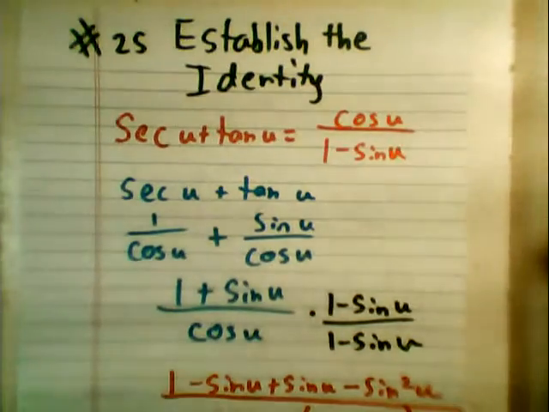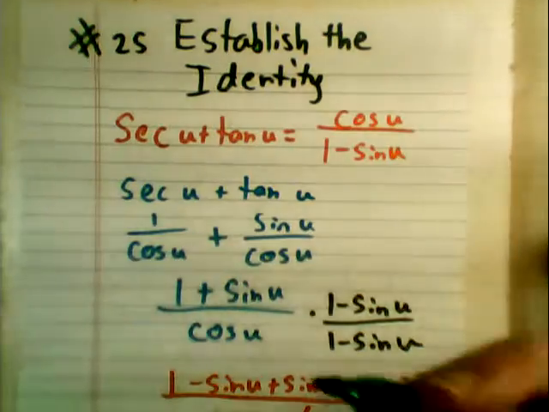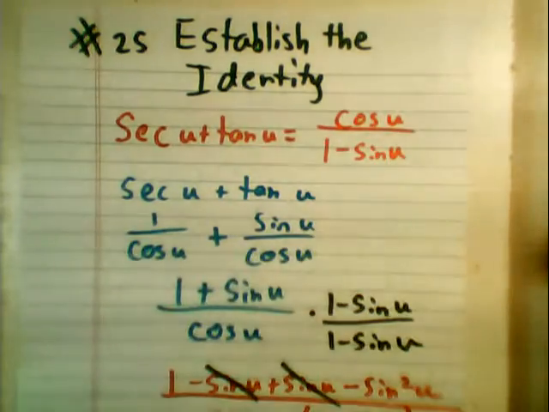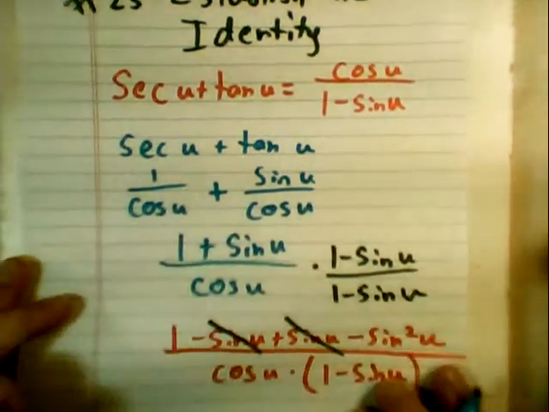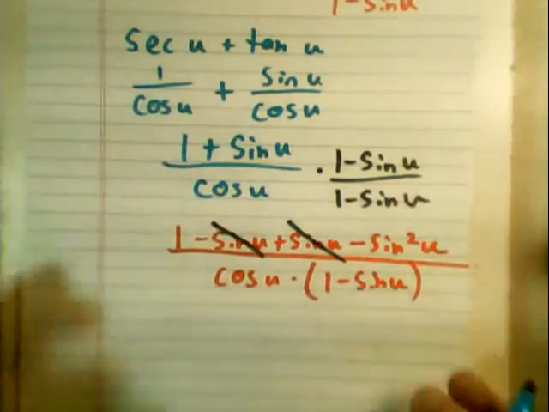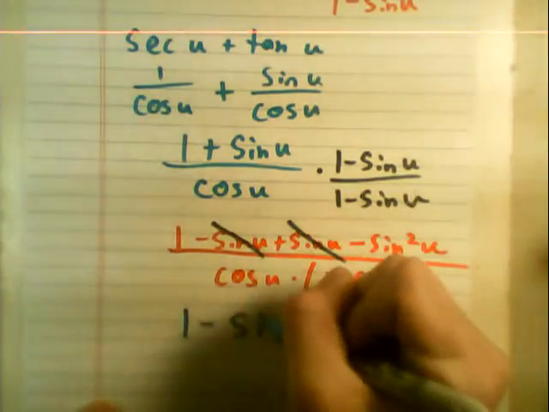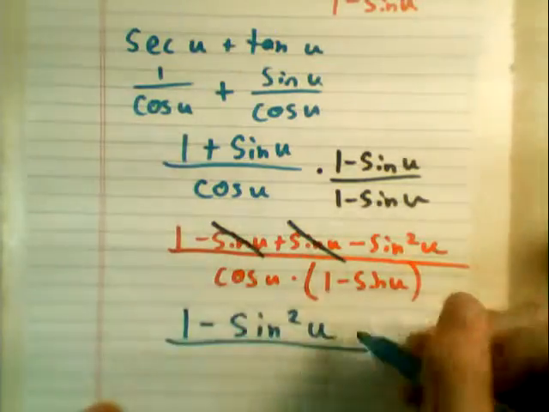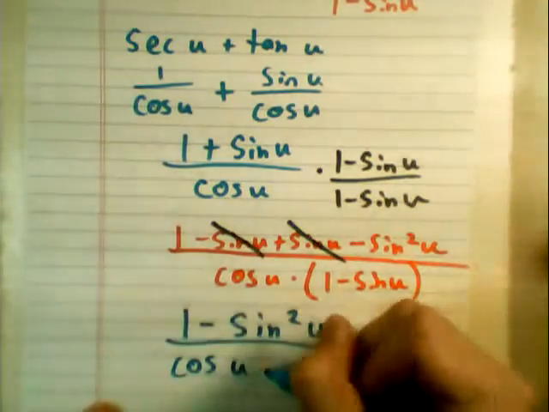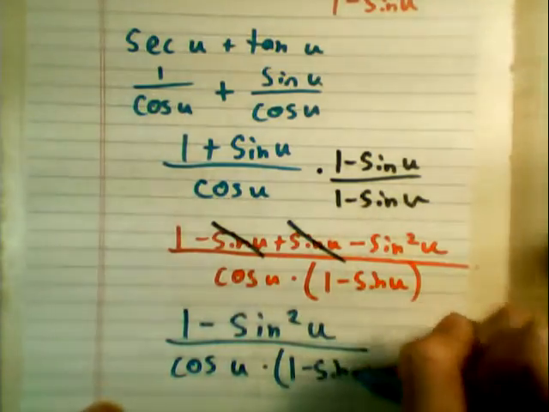Okay, so we can cancel the signs on top. This and this cancel. And we are left with 1 minus sine squared u over cos u times 1 minus sine u.